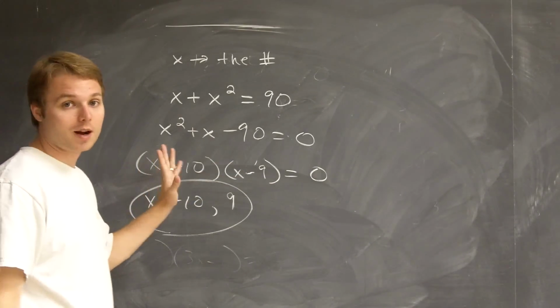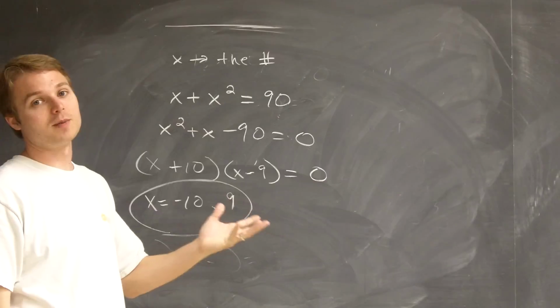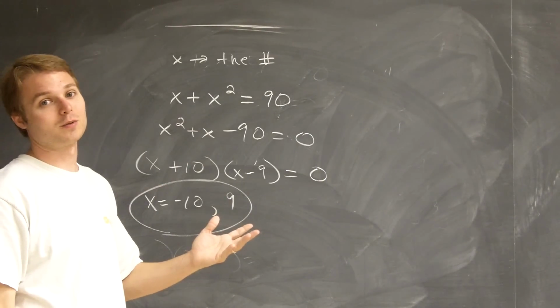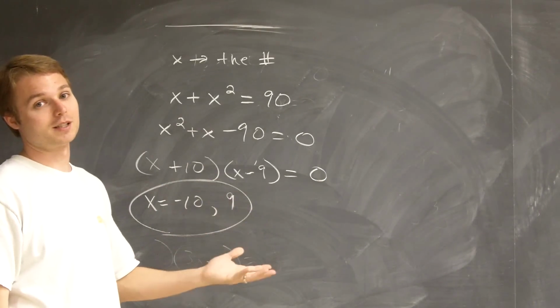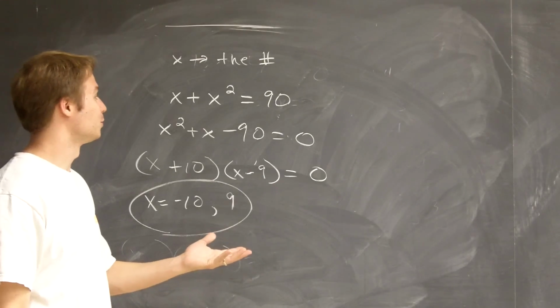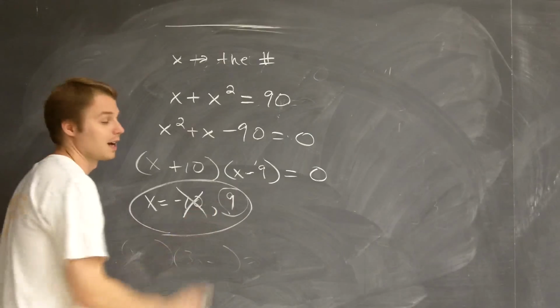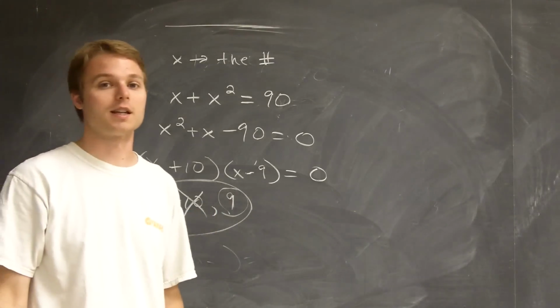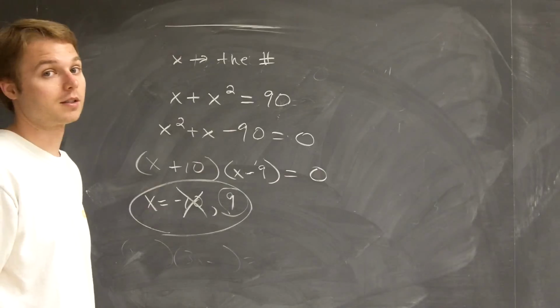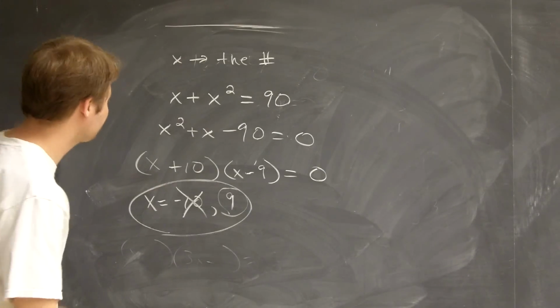Now, if you go back and look in the problem, though, in the problem I ask you to only give me the positive number that this works for. A positive number plus its square is equal to 90. So in this case, I'll just boot out the negative 10 and just take the 9, because the negative 10 is negative, we only want the positive answer in this particular problem.